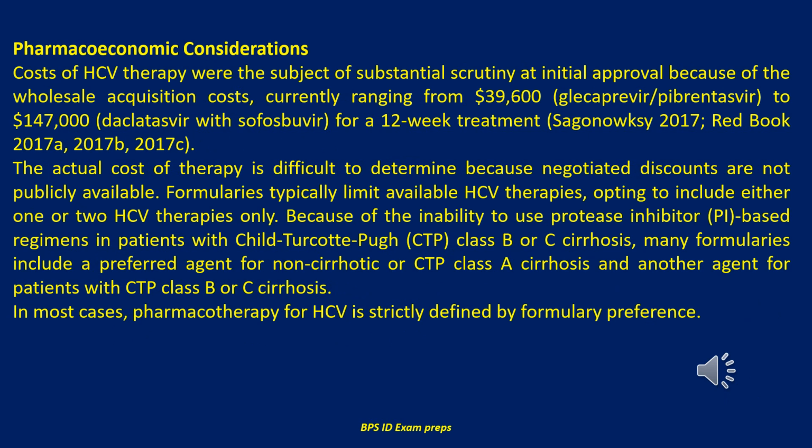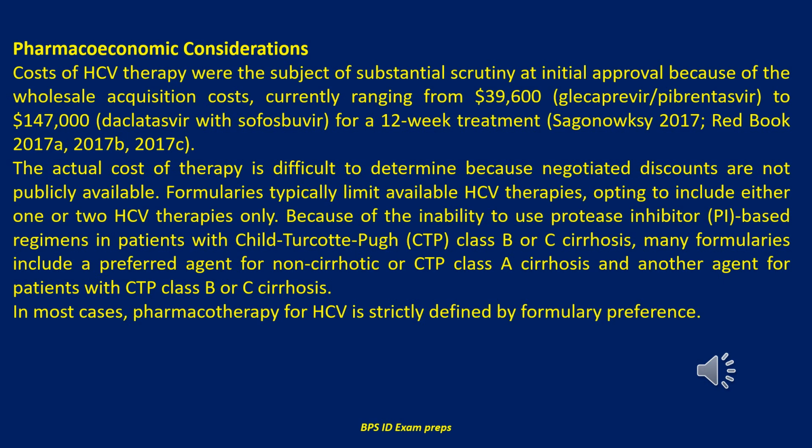Next, we will discuss pharmacoeconomic considerations. Costs of HCV therapy were the subject of substantial scrutiny at initial approval because of the wholesale acquisition costs, currently ranging from $39,600 for glecaprevir with pibrentasvir to $147,000 for daclatasvir with sofosbuvir for a 12-week treatment, according to Saganoxi 2017, Red Book 2017a, 2017b, and 2017c. The actual cost of therapy is difficult to determine because negotiated discounts are not publicly available.